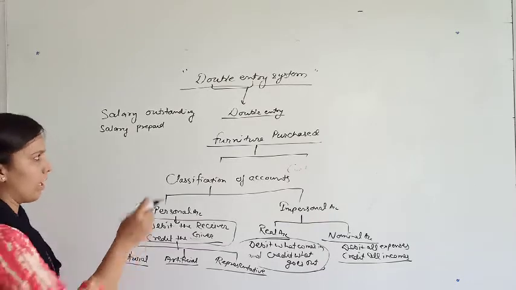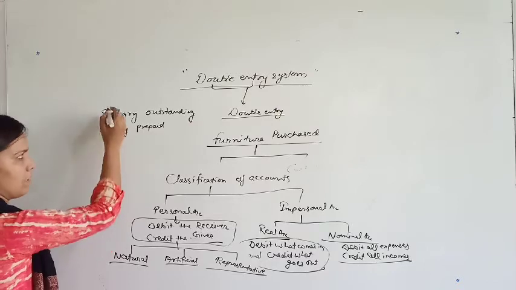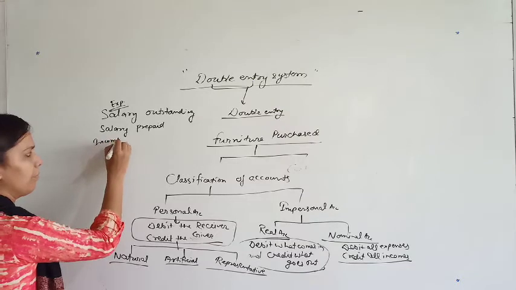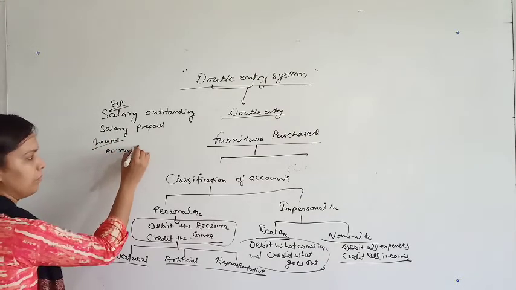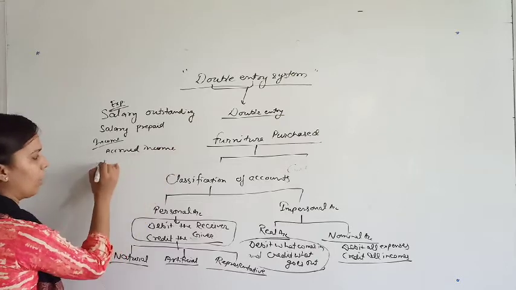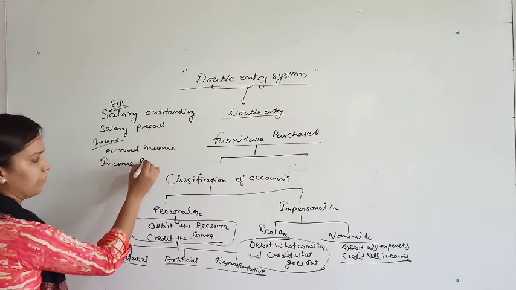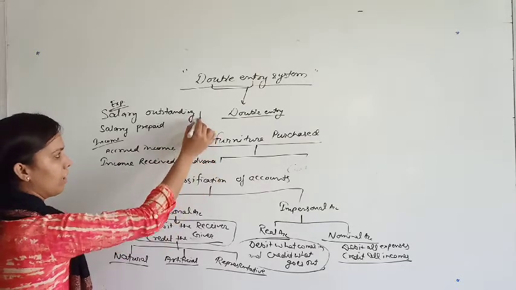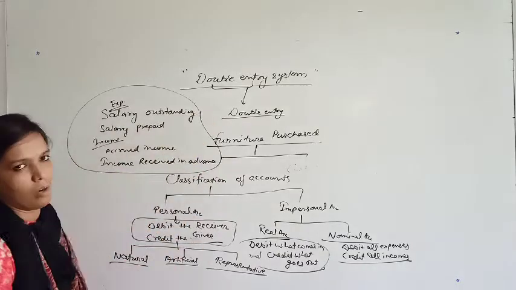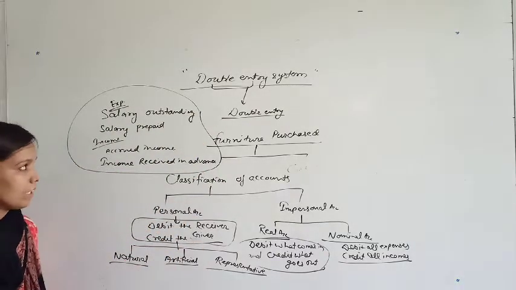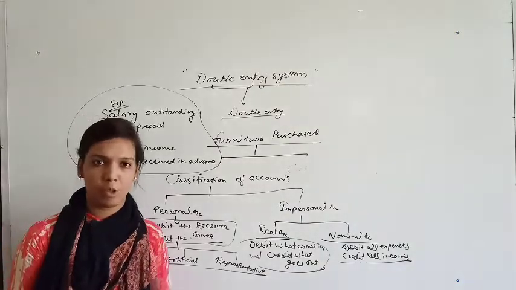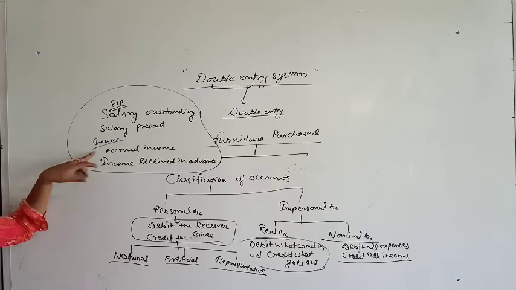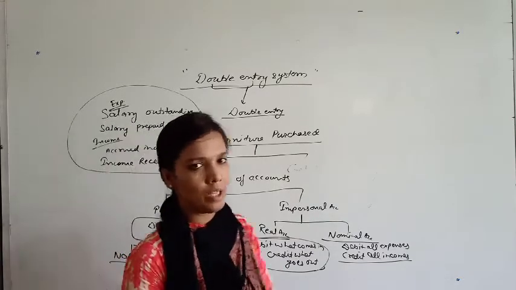You can write the expense also, like outstanding expenses, prepaid expenses. This is a kind of expense. And for income, we can write accrued income or income received in advance. These four items will be termed as representative personal account. What is the meaning of these four items, because these are new terms for you? Salary outstanding and salary prepaid are expenses, so there are two expenses and two incomes.